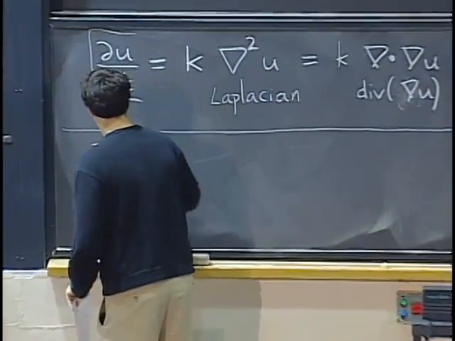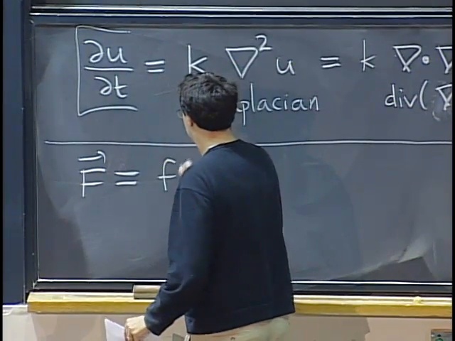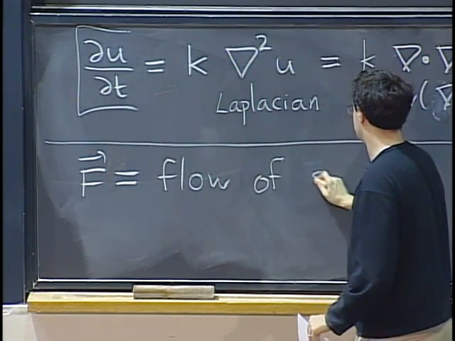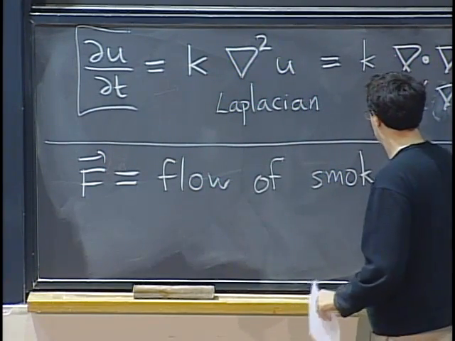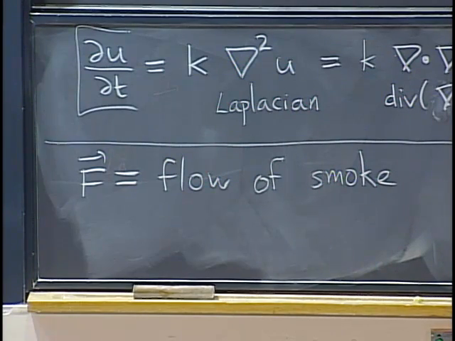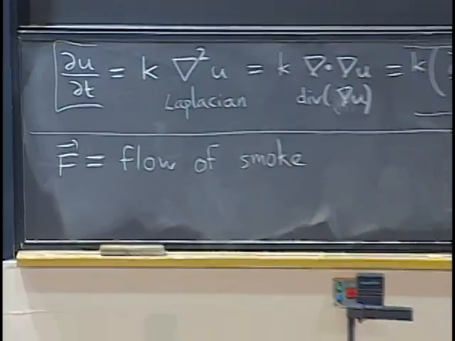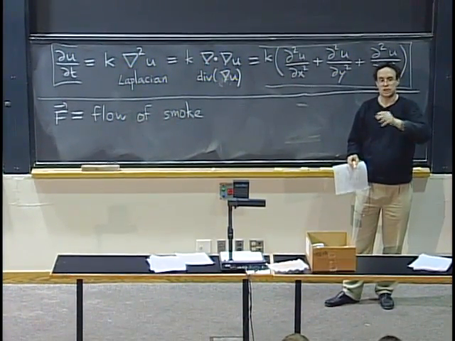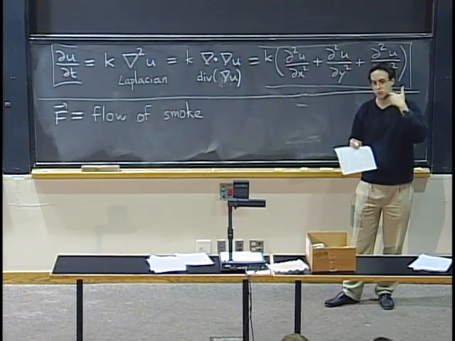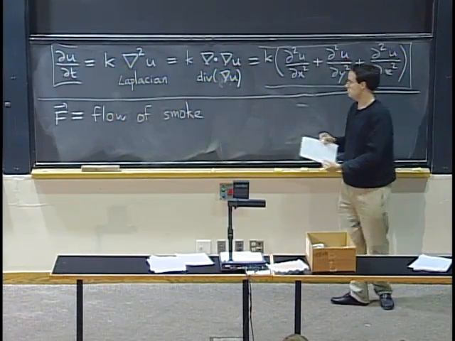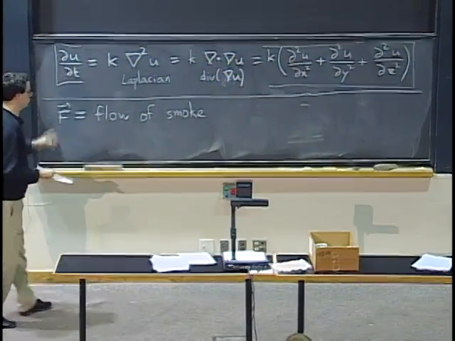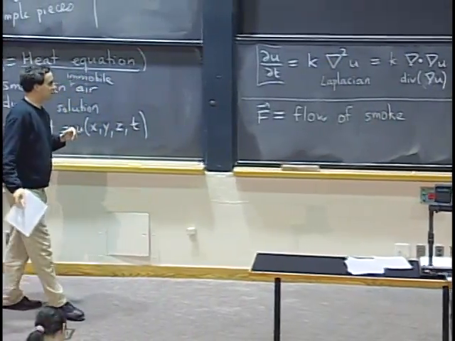So I'm going to think of the flow of, well, let's imagine that we're doing motion of smoke in air. So that's the flow of the smoke. That means, at every point, it's a vector whose direction tells me in which direction the smoke is actually moving. And its magnitude tells me how fast it's moving and also what amount of smoke is moving.